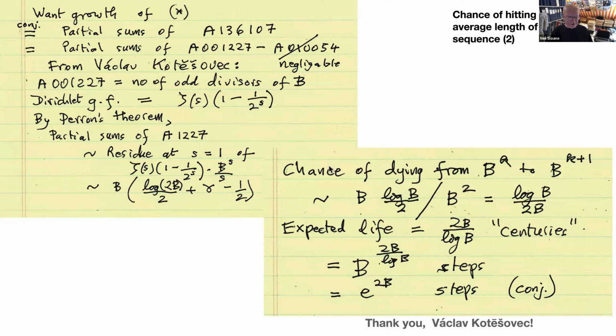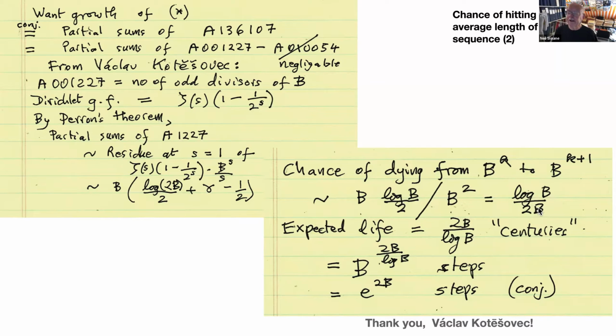When we go from b to the k to b to the k plus 1, the number of deaths is given by this formula. And we can replace log 2b by log b. It doesn't make any difference. So it's b log b over 2, basically, and divide by b squared. And you get log b over 2b.